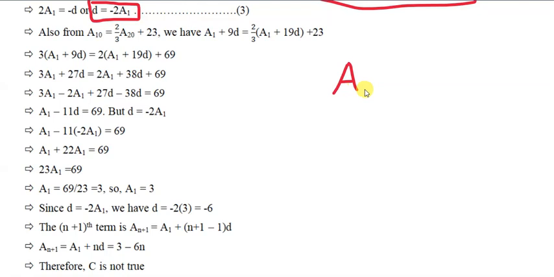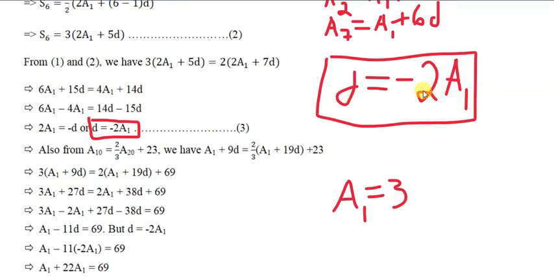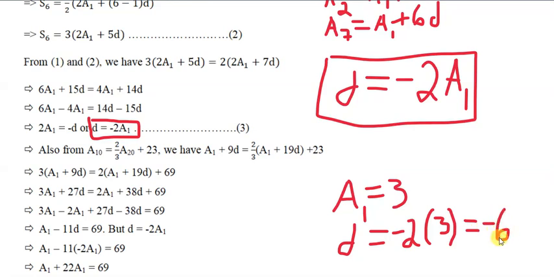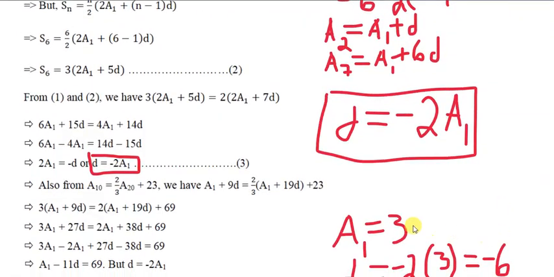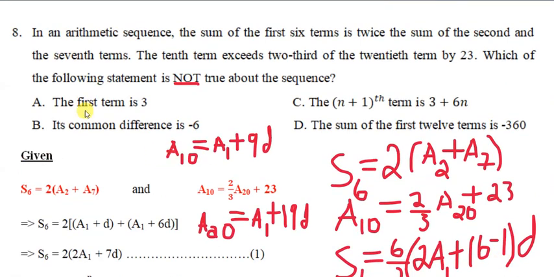Our a1 is equal to 3. And since our d is equal to minus 2a1, then our d should be what? Minus 2 times a1, and a1 is 3. Then minus 2 times 3 gives us minus 6. Now let us come back to these two, don't forget them. The first term is 3 and the common difference is minus 6.